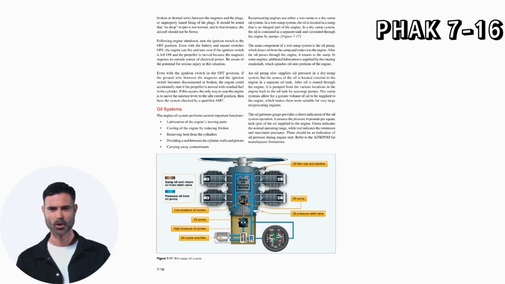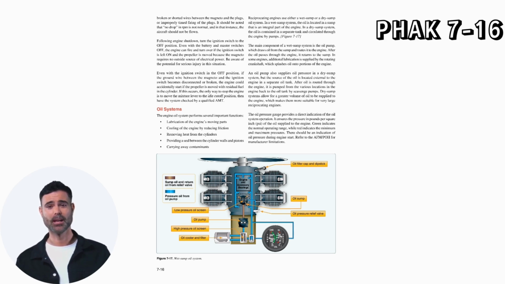An oil pump also supplies oil pressure in a dry sump system, but the source of the oil is located external to the engine in a separate oil tank. After oil is routed through the engine, it is pumped from the various locations in the engine back to the oil tank by scavenge pumps. Dry sump systems allow for a greater volume of oil to be supplied to the engine, which makes them more suitable for very large reciprocating engines.